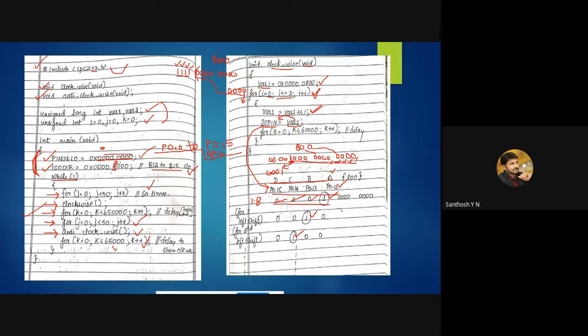Now my i value is still 1. Only one rotation has happened, so i is not yet greater than 3, and we move into the loop again. This value will be shifted once more towards left, so the 1 will come here, and the same will be reflected since I am using the IO pin register. Now for k equals 0, k less than 60000, k plus plus.